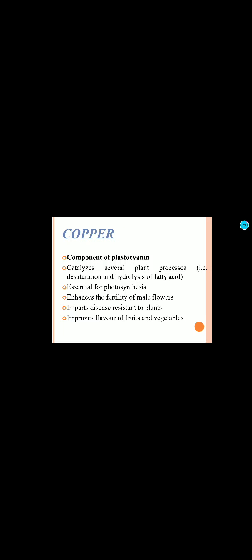Then copper content. It is a component of plastocyanin. It catalyzes several plant processes, that is, desaturation and hydrolysis of fatty acids. It is essential for photosynthesis. It enhances the fertility of male flowers. It imparts disease resistance to plants. It improves the flavor of fruits and vegetables.